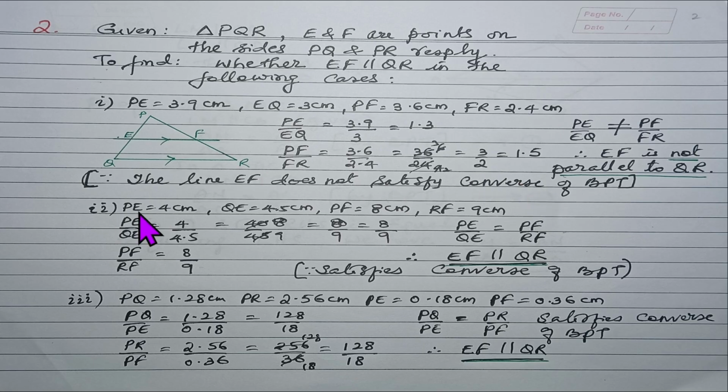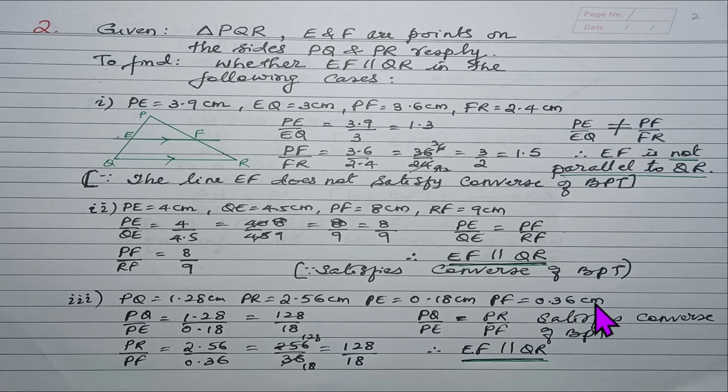Now go to the second example. PE is 4 centimeter, QE is 4.5, PF is 8, and RF is 9. So let us take the ratio. PE by QE is equal to 4 by 4.5, that is 8 by 9, and PF by RF is 8 by 9. Now here the two ratios are equal, satisfies the converse of BPT, and therefore EF is parallel to QR. Now coming to the third example, PQ is 1.28 centimeter, PR is 2.56 centimeter, PE is 0.18 centimeter, PF is 0.36 centimeter.